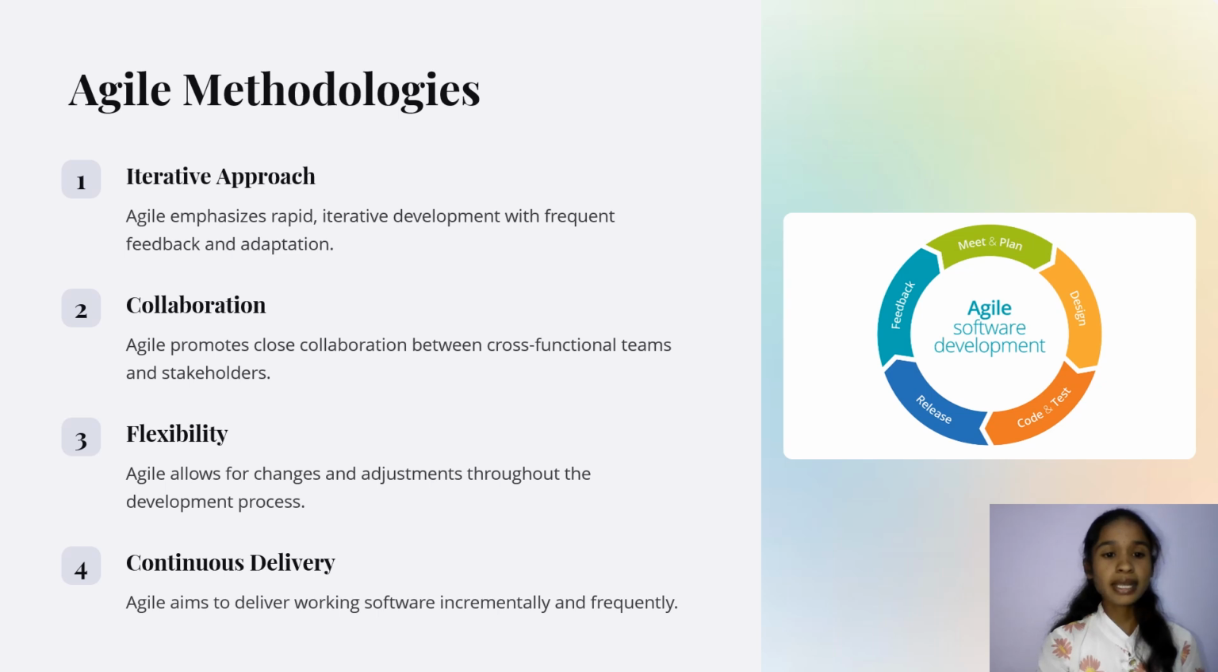Agile methodologies, iterative approach. Agile embraces rapid iterative development with frequent feedback and adaptation. Collaboration: Agile promotes close collaboration between cross-functional teams and stakeholders. Flexibility: Agile allows for changes and adjustments throughout the development process. Next, continuous delivery. Agile aims to deliver working software incrementally and frequently.